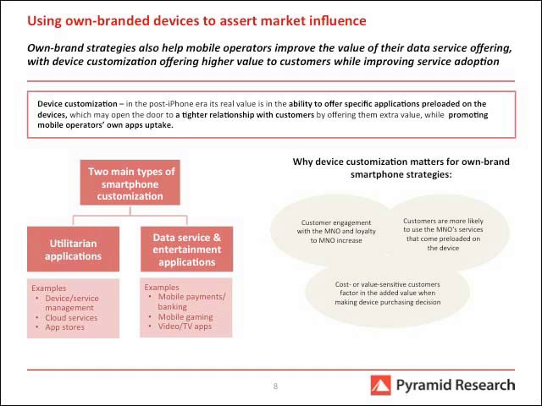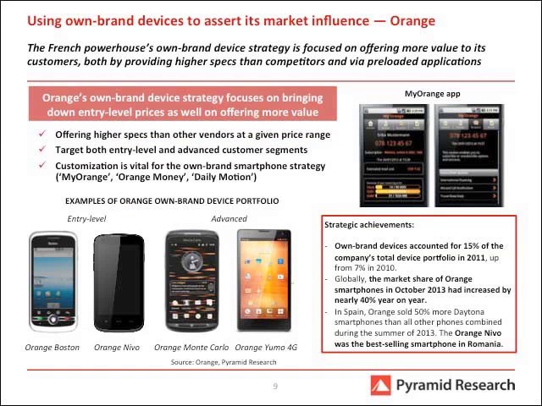So let's go into some examples. On the next slide, we discussed briefly how Orange is using own brand devices to assert its market influence. Orange, at the end of the second quarter 2013, had around 174 million subscribers. Their global footprint is very diverse.